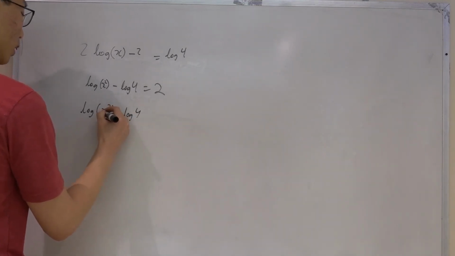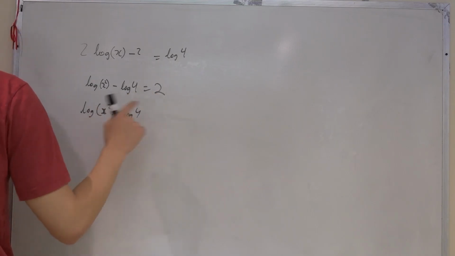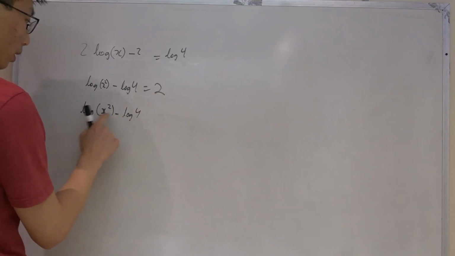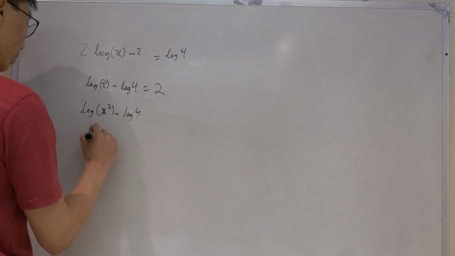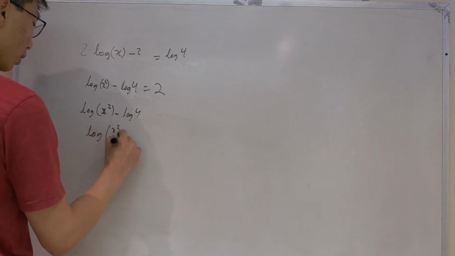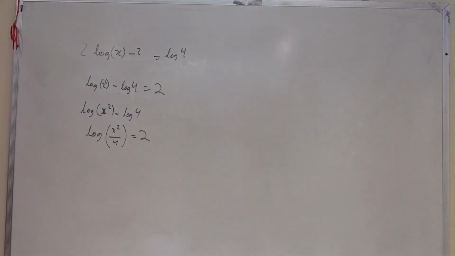And then notice that both sides have the base 10. Therefore, we can combine them together. So we get log x squared over 4 equals 2. Now I want you to see if you can finish it off from there.